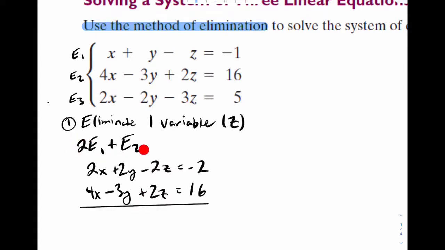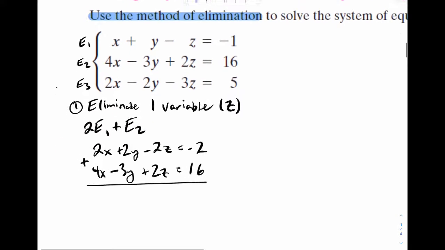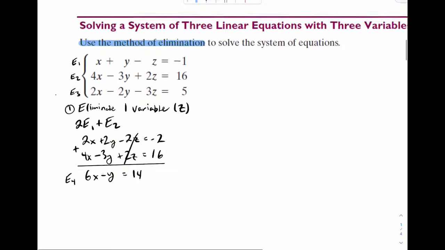So that's why this line's important, because this is like your instructions to your computer. So we're going to cross those out. Then that would be 6x minus y equals 14. We'll call this one E4. Step 1 done.